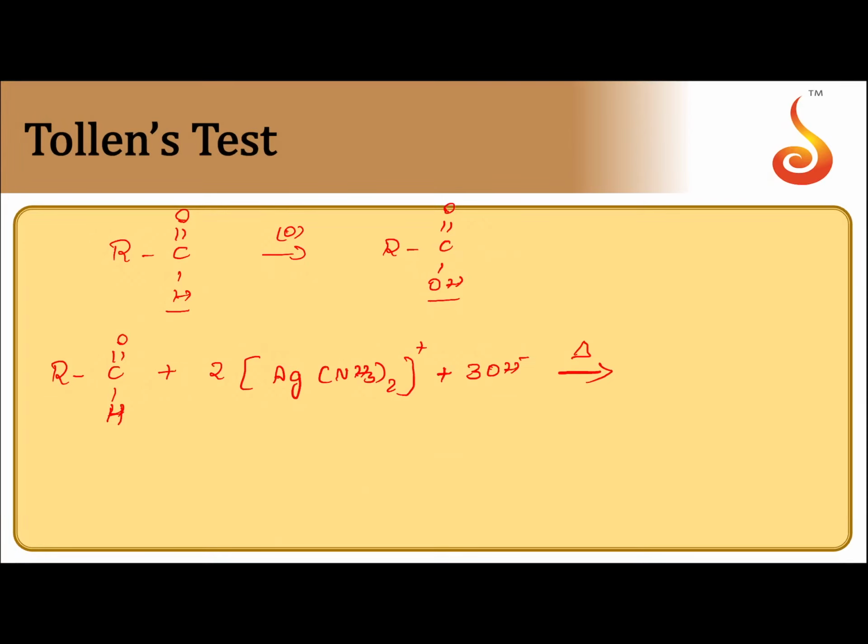When an aldehyde is treated with Tollens reagent, or heated with Tollens reagent, you will get a bright silver mirror on the walls of the test tube. Means silver gets deposited on the walls of the test tube as a bright silver mirror. Silver is getting reduced and the aldehyde will get oxidized to give the corresponding carboxylic acid. So this is the reaction.